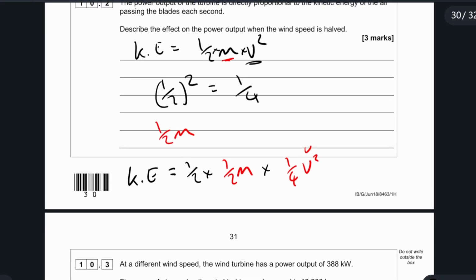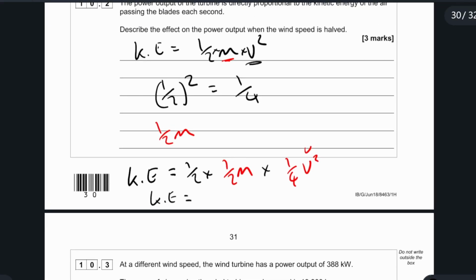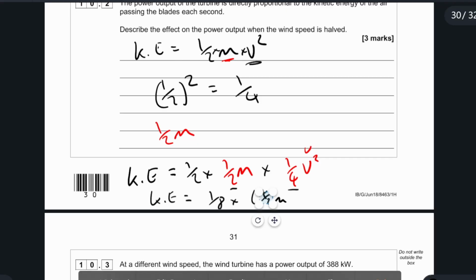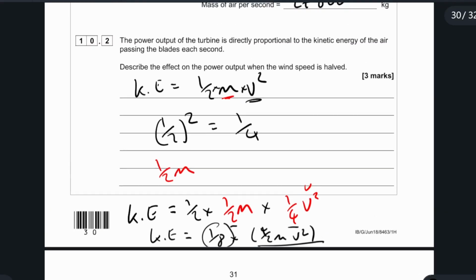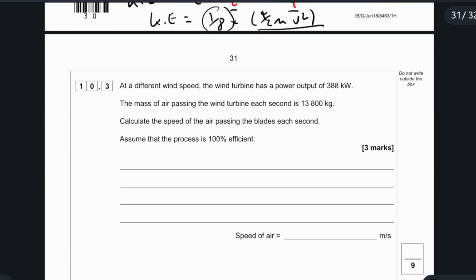So we can see here essentially, if we were to write this out, the kinetic energy will be equal to a half multiplied by a quarter, so 1/8, multiplied by half mv squared. So that's our standard kinetic energy equation. We've multiplied by 1/8, so we can see that the effect on the power output is proportional to the effect on the total amount of energy, and so the kinetic energy would decrease by 8, so the power output would decrease also by a factor of 8. So that's what you want to write for your 3 marks.